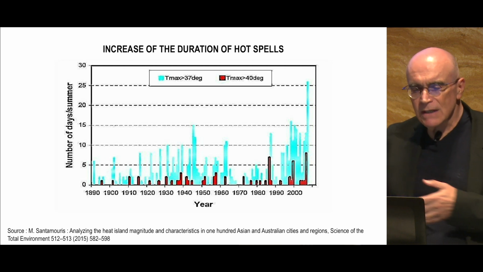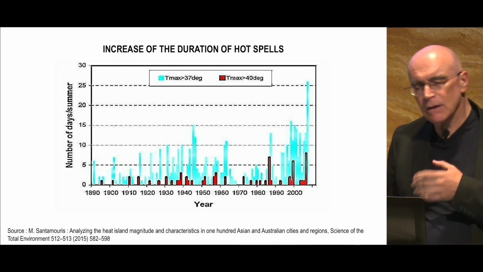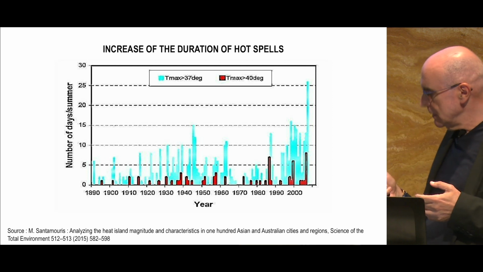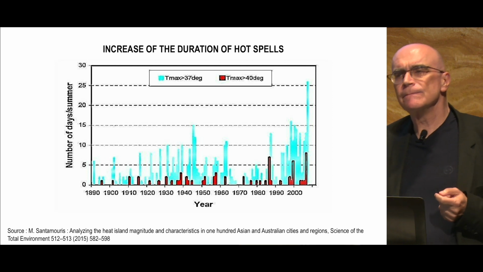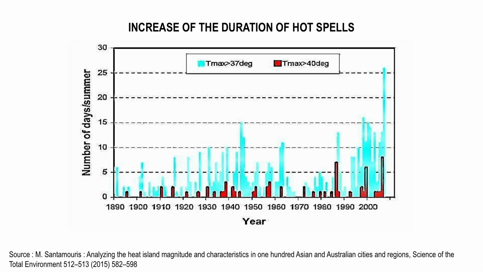It's not just the temperature increase. It's much more than that. It is the increase of the duration of the hot spells at the same time. If we plot the duration of the hot spells above 27 degrees, or above 37, or above 40 degrees, you will see that during the last years, there's a tremendous increase. So it's not just the increase of the average, or of the minimum, or of the maximum temperature. It is also the increase of the duration of the hot spells, which is statistically significant and important.